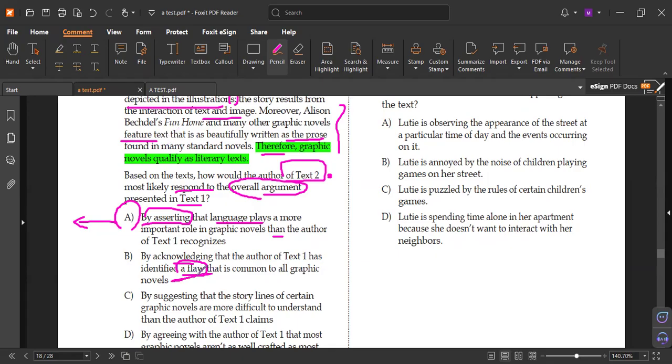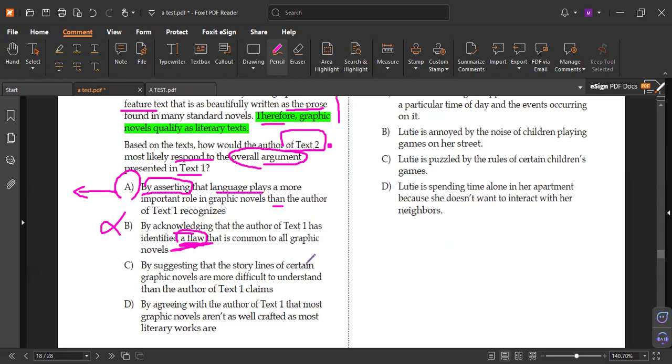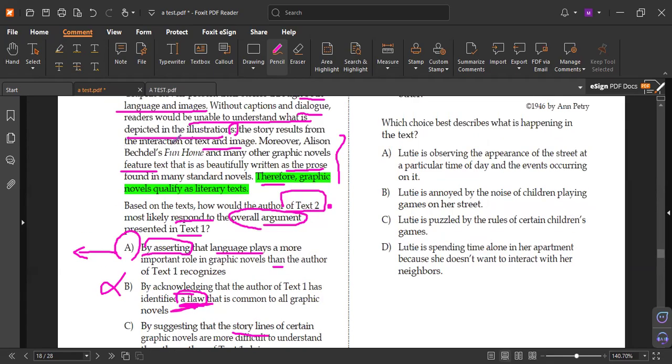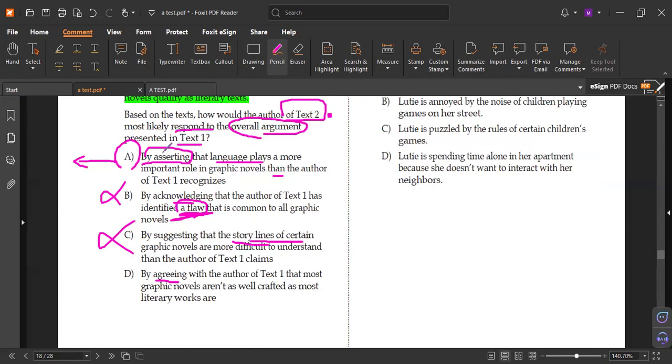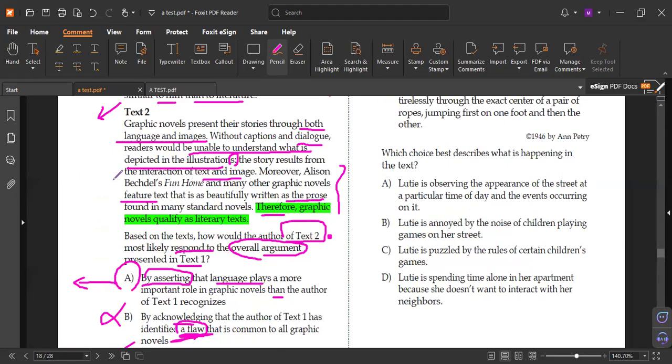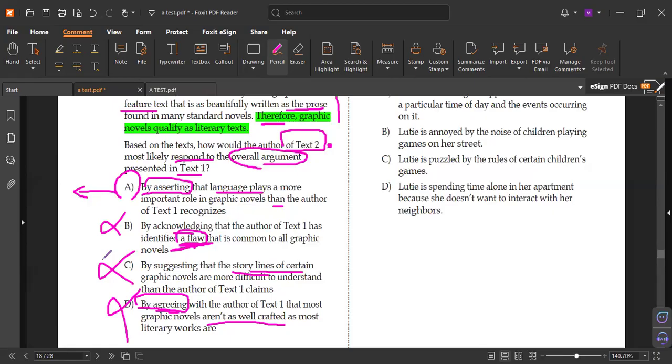No. Remember, this is a common word, Malak and Adam, in any answers. B is wrong: the storylines of certain graphic novels are more difficult. Did he mention that the storylines are difficult? He didn't mention that. He said the novels use language. So we give you ideas not mentioned in the text. Again, by agreeing, does he agree? He's not agreeing. And he didn't mention this idea that graphics are not well crafted. So it's a little bit wrong. From the beginning, I know it's wrong because he disagrees. That means wrong. That's why always find the wrong answers before the correct answers.